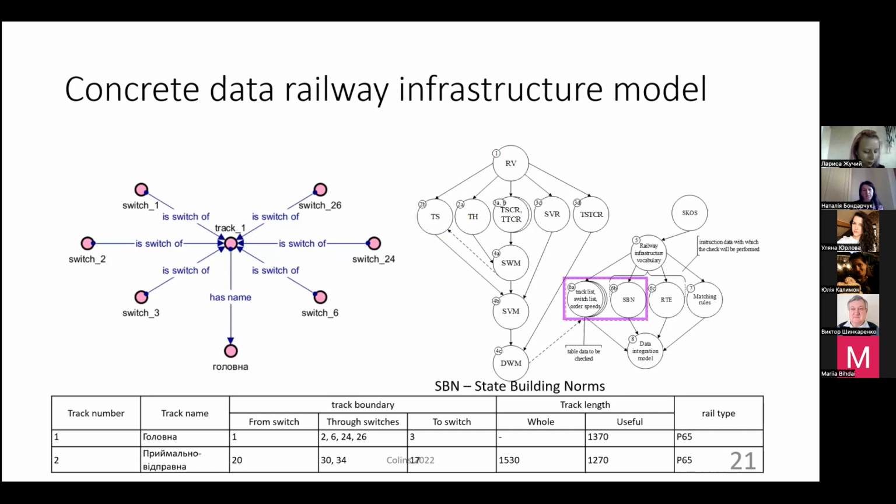In OpenIFind, the first part of the concrete railway infrastructure model ontology that includes data is generated. The building norms and table with data ontologies of the concrete railway infrastructure model that includes data are presented in the diagram for the procedure for forming a modular ontology of railway infrastructure.